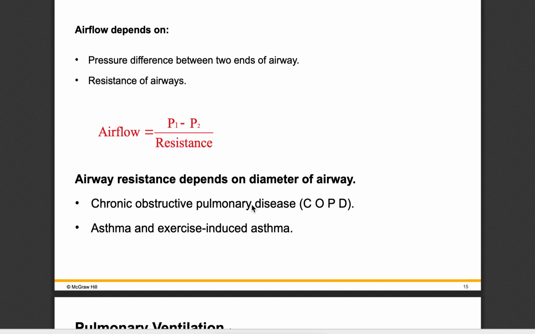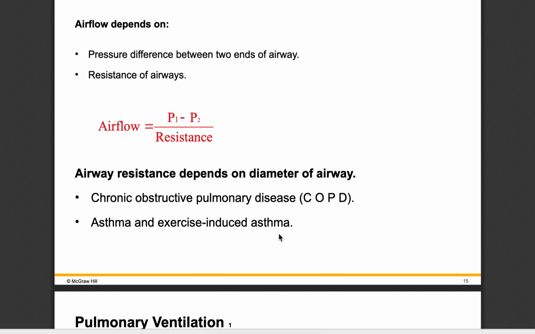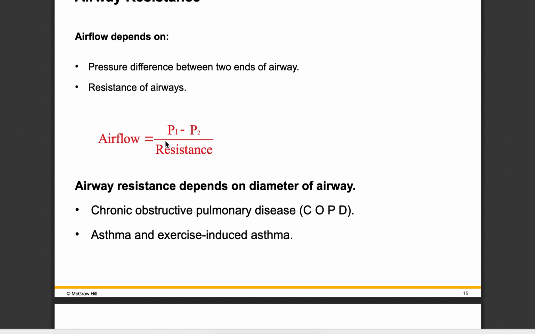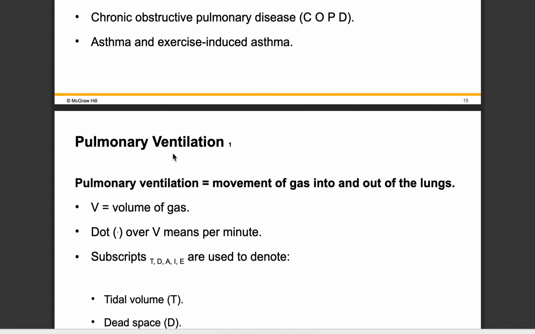This becomes an issue when you start talking about certain diseases like COPD, chronic obstructive pulmonary disease, or asthma. All of these increase resistance in the airways and make it harder for people to breathe because the pressure differential is a little bit different, and so airflow doesn't happen as easily.